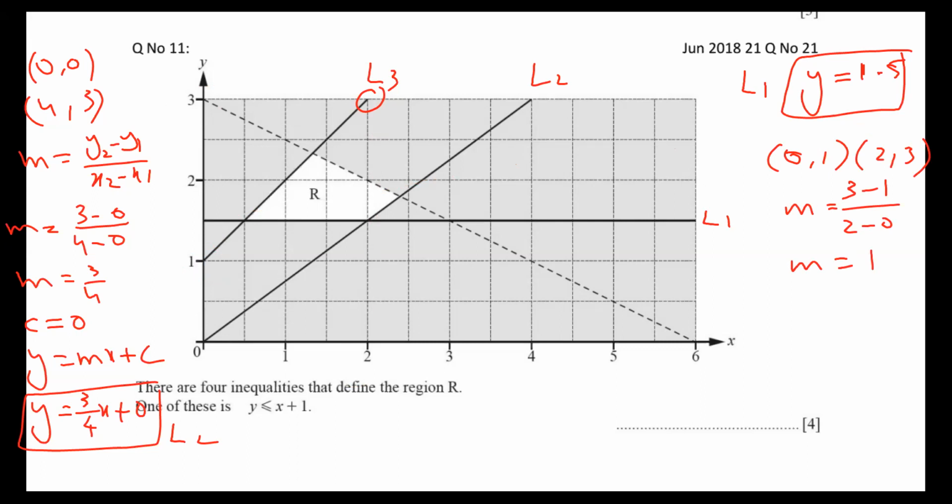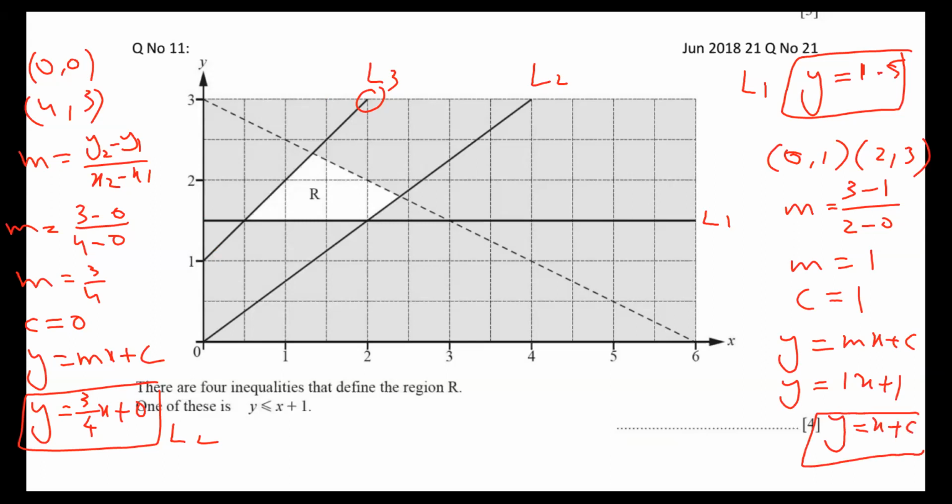And it is very visible that this line cuts the y-axis at 1. So I can say that C is clearly 1. No need to work out. y is equal to mx plus c, and my answer is y is equal to 1x plus 1, or you can write y is equal to x plus 1. So we have done line number 3, so we have 3 lines clear.